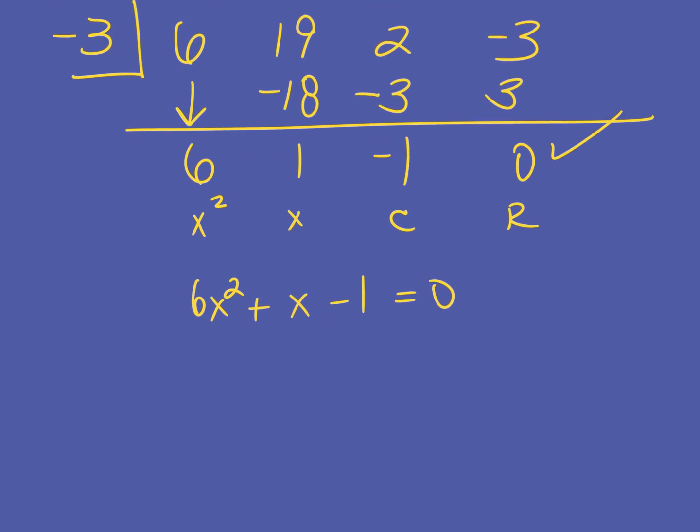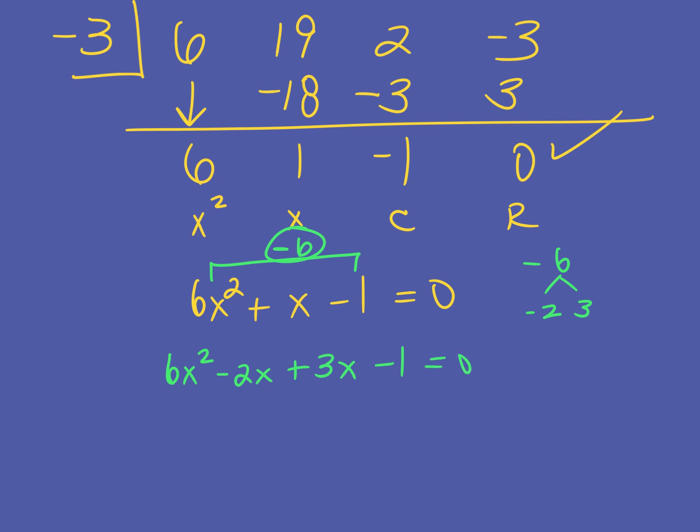Does this? 6 times negative 1 is negative 6. Are there factors of negative 6 that multiply to give me negative 6 but add to give me positive 1? What are they? Negative 2 and positive 3. Okay, you can do my shortcut or you can do the grouping method. I'm going to write out 6x squared minus 2x plus 3x minus 1 equals 0.